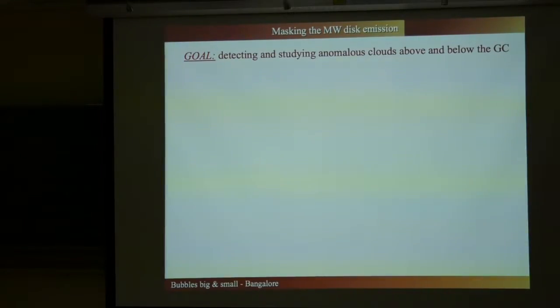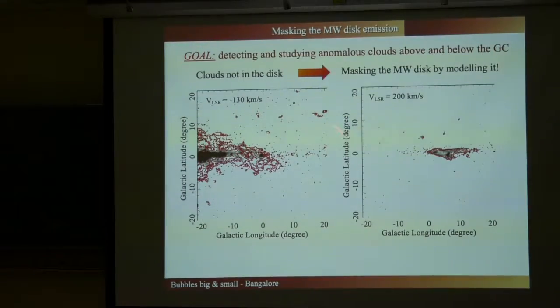Okay, so our goal is to detect and study clouds above and below the galactic plane, and we do expect that these clouds are not in the disk. So the first thing we want to do is just to get rid of the Milky Way emission, because it bothers us. So we decided to do that by using a kinematic model of the disk. I don't want to spend much time on that, I'm just going to show you an example of what I'm talking about. So these are two channel maps of the HI emission, which means they are snapshots of the gas emission taken at a velocity of minus 130 kilometers per second, so gas moving in our direction, and 200 kilometers per second going away. So if you overlay your model of the Milky Way, you have something like this.